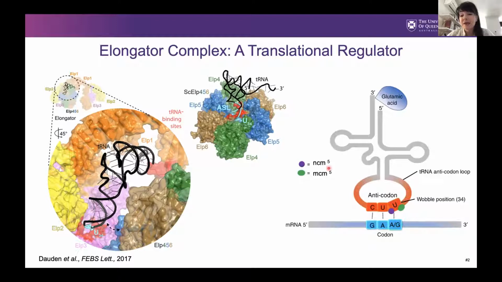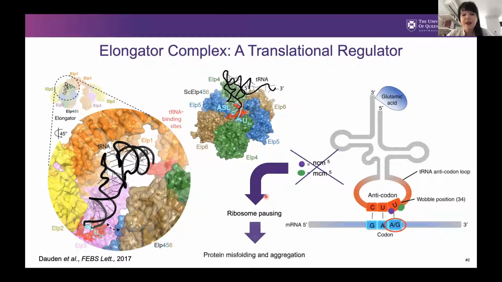If these modifications are not present at wobble uridines, then this affects translation of codons that are specifically A and G ending codons, predominantly A ending codons in mammalian cells. Several studies have shown that loss of these modifications, which would of course affect these A and G ending codons, results in ribosome pausing, and that further triggers protein misfolding response and aggregation.